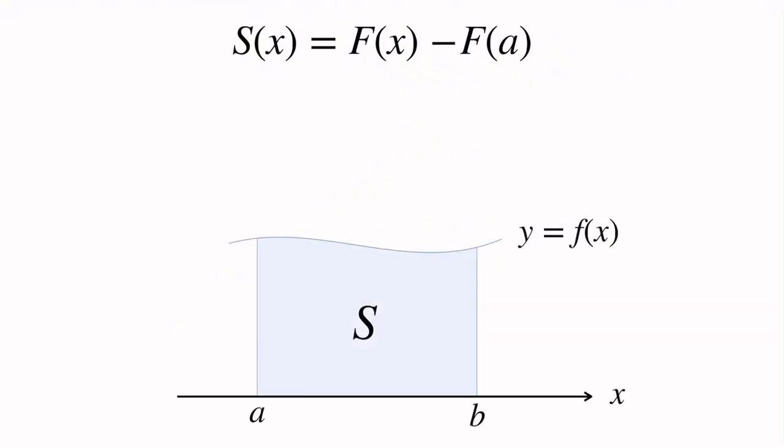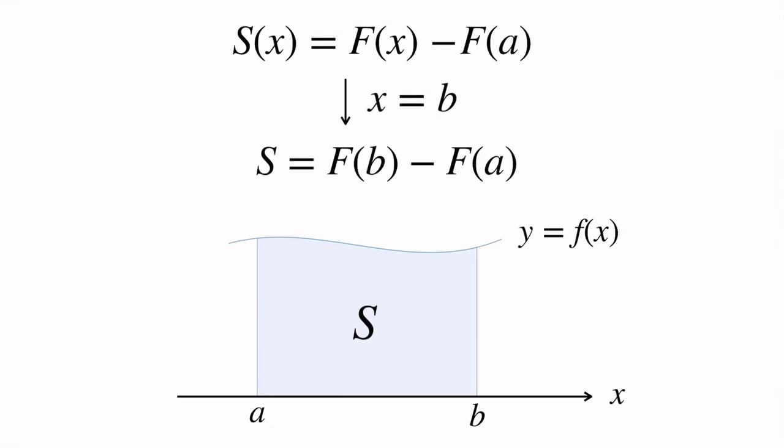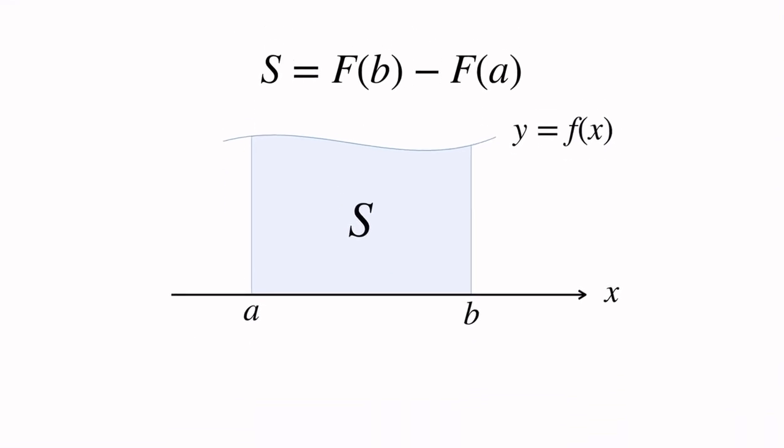Finally, since we want the area from x equals a to b, we substitute x equals b and we find that the area S equals F of b minus F of a. That's why this integral calculation gives us the area S.